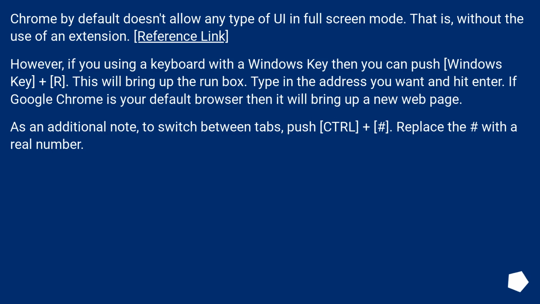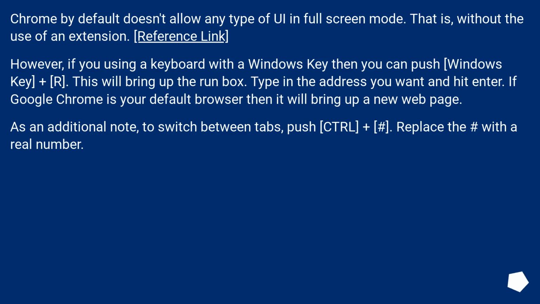Chrome by default doesn't allow any type of UI in full screen mode. That is, without the use of an extension. Reference link. However, if you're using a keyboard with a Windows key, then you can push Windows key plus R. This will bring up the Run box. Type in the address you want and hit enter. If Google Chrome is your default browser, then it will bring up a new web page.